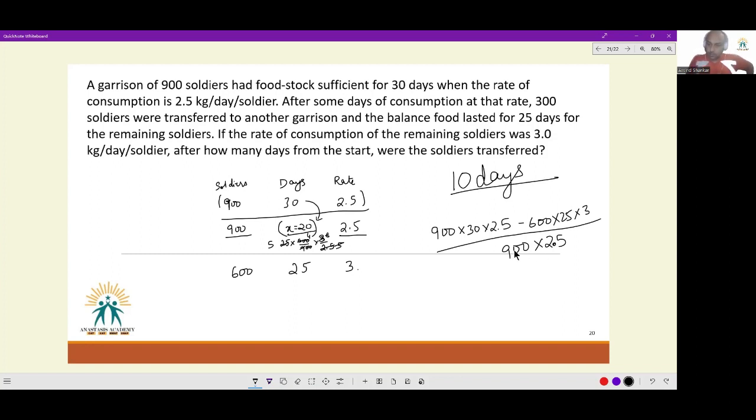No problem at all. First thing I'm doing is getting rid of all the hundreds. Then I'm getting rid of 9 everywhere. This 9 goes, this 9 goes, this 6 becomes 2, 3 goes. And now I'm getting rid of 2.5. This goes, this becomes 10. So now I have 30 minus 20, which will be equal to 10. After 10 days, all these soldiers were transferred. They went away. And that is the end of the sheet.